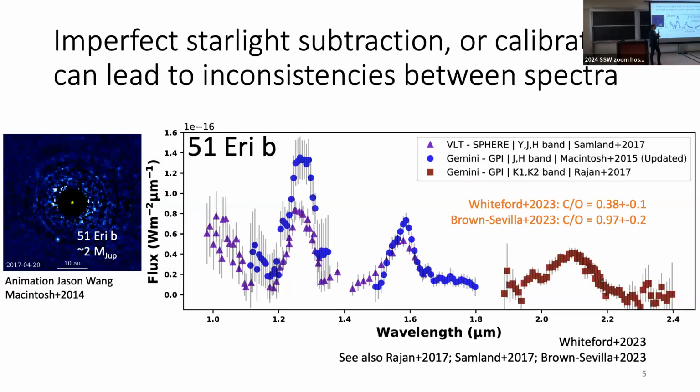It's not an isolated example. For example, for 51 Eridani b, different spectra from different instruments produce slightly different results. I actually forget if they're using the exact same spectra, but you get different studies that also find different C/O measurements.